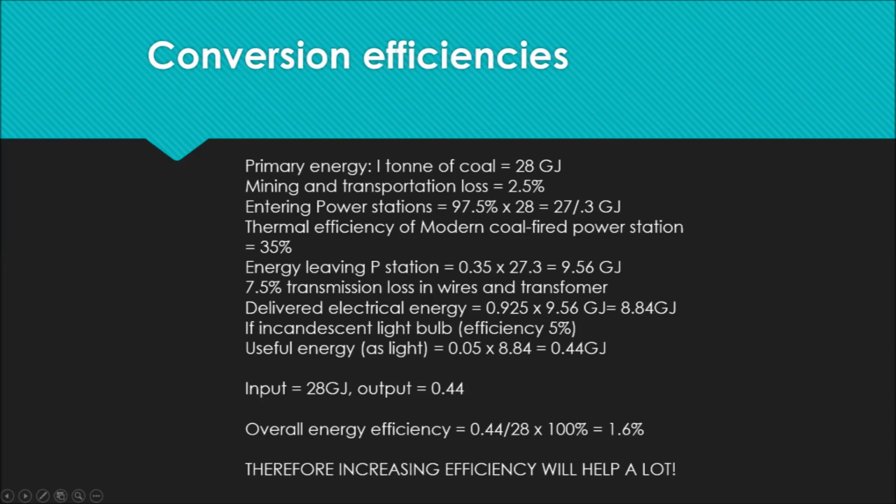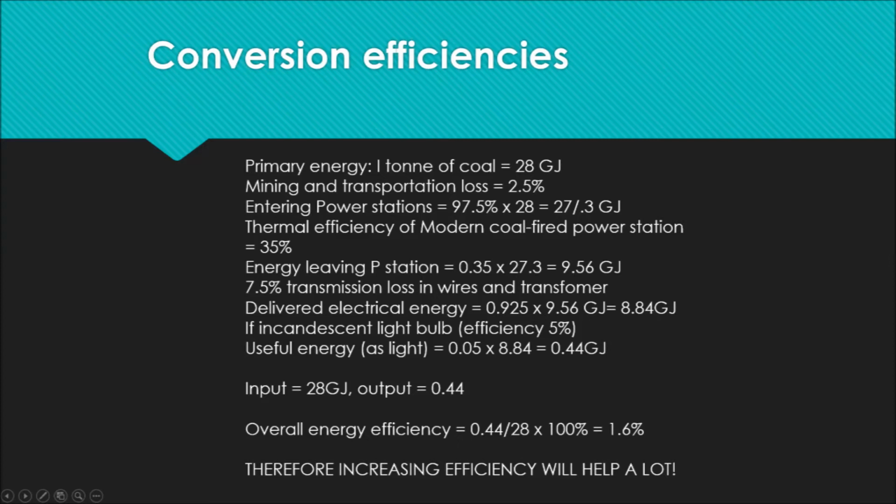There is 7.5% transmission loss in wires and transformers along the way. And then the electrical energy that is left is about 8.84 gigajoules. And then the efficiency of an incandescent light bulb. This is the old light bulb that used to be orange in color and produce a lot of heat. The efficiency of converting that energy to light is only 5%. Lots of it is lost as heat. So the useful energy is 5% of that, which is 0.44 gigajoules. So if you do the calculation, the overall energy efficiency stands at about 1.6%.